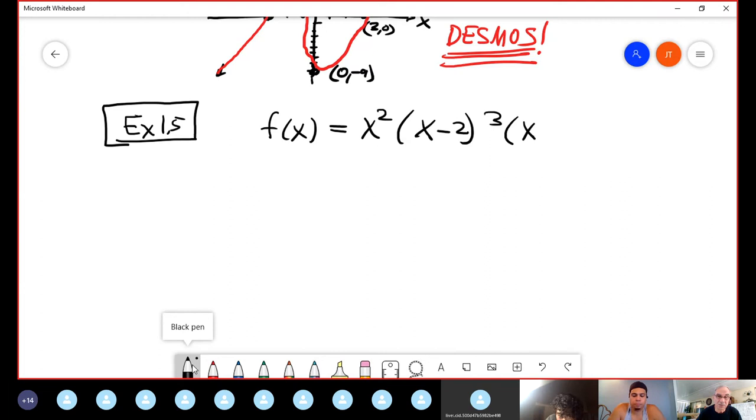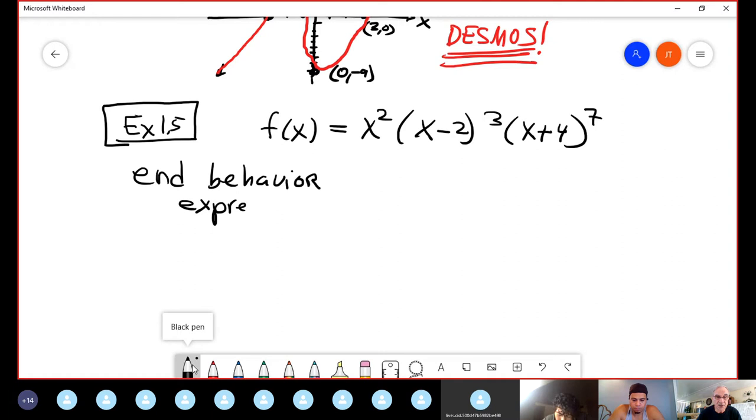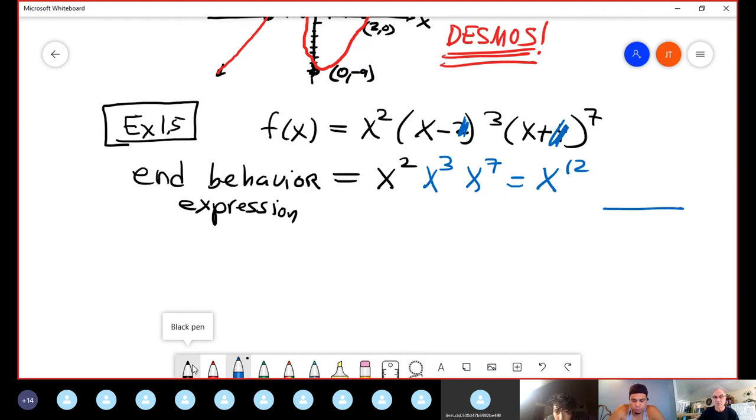So what is the end behavior expression? Be careful because this is factor form. The end behavior expression is x squared stays the same, no? You delete mentally these two and delete mentally these four. So it's x to the cubic power and x to the 7th power, and this is 12. So if it's 12, it's even. It's positive. Even and positive. Because if it's even and negative, it's down. But even and positive, this is the end behavior.